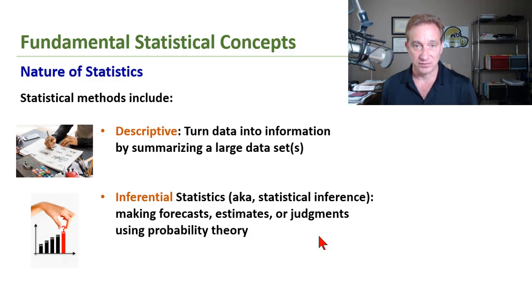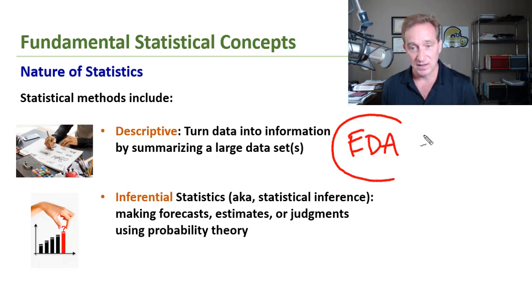What is the nature of statistics? Well, very broadly, we could say there are 2 methods, descriptive and inferential, and they are a 2-step, which is to say in practice we usually do both. We do the descriptive and then we go on to the inferential. Descriptive is when we turn data into information by summarizing a large data set. I tend to think of this as what is modernly and commonly called exploratory data analysis, EDA.